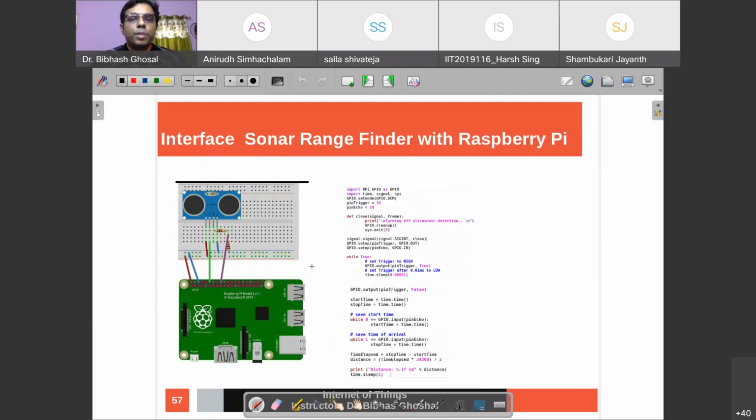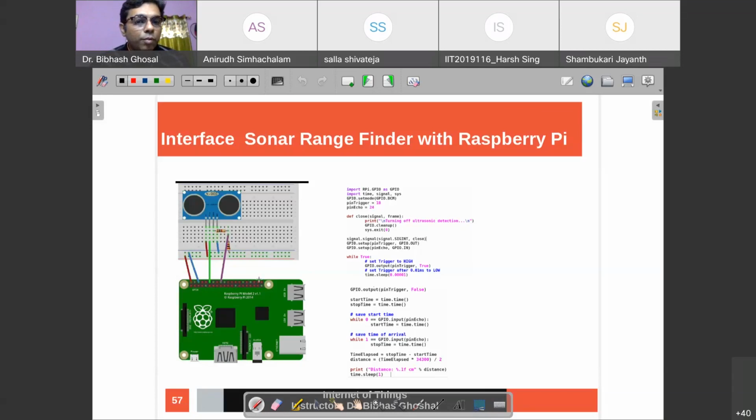Okay, so I'm using my Raspberry Pi. I'm connecting this sonar rangefinder with the Raspberry Pi, and I'm programming my microcontroller so that it is able to trigger or get the data from the sonar rangefinder. So it's like interfacing my sensor to the Raspberry Pi so that I can collect the data. Let's see what I have done.